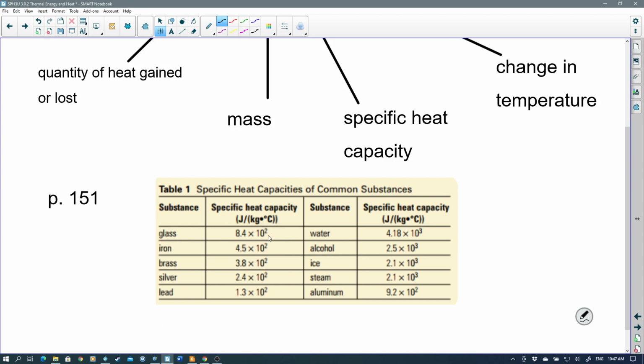So glass has a different specific heat capacity than iron, and then brass, then lead. Water is one we use quite often, the 4.18 times 10 to the 3, because especially in high school, we often will work with water. So these are common heat capacities. You can see the page number in your textbook to find that table.